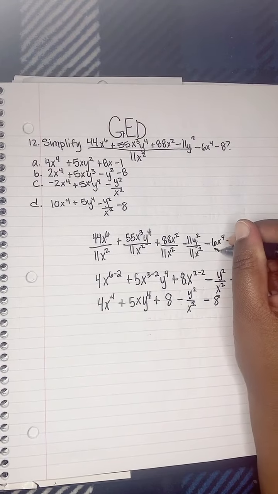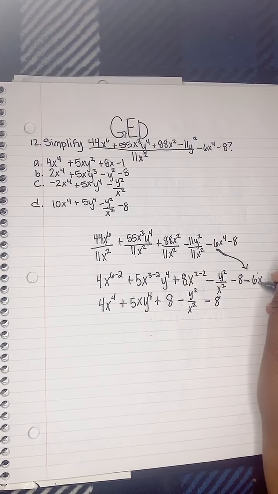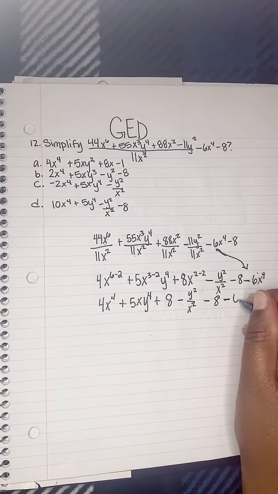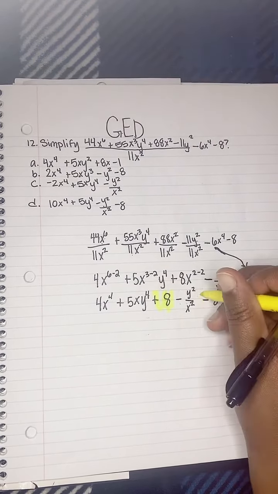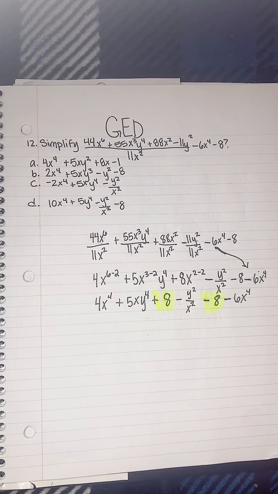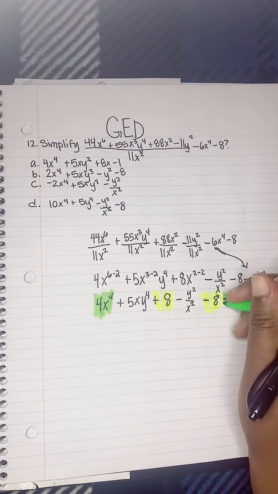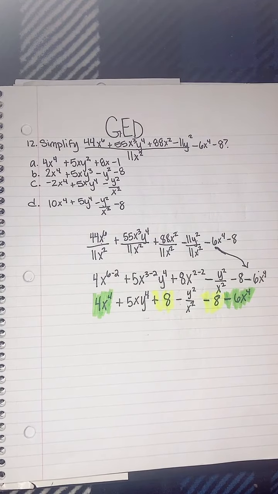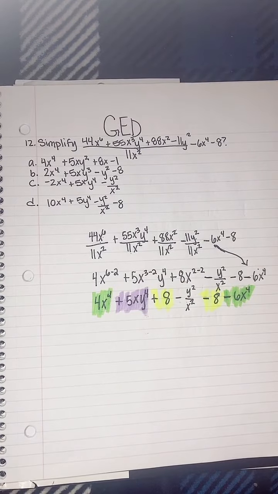Okay. Looks like I forgot to drop this down. So minus 6x to the fourth. And we're going to draw it minus 6x to the fourth. Now let's highlight what we have. We have this plus 8 and this minus 8. Then we have a positive 4x and a negative 6x to the fourth. And here is a plus 5xy to the fourth, which is very different.